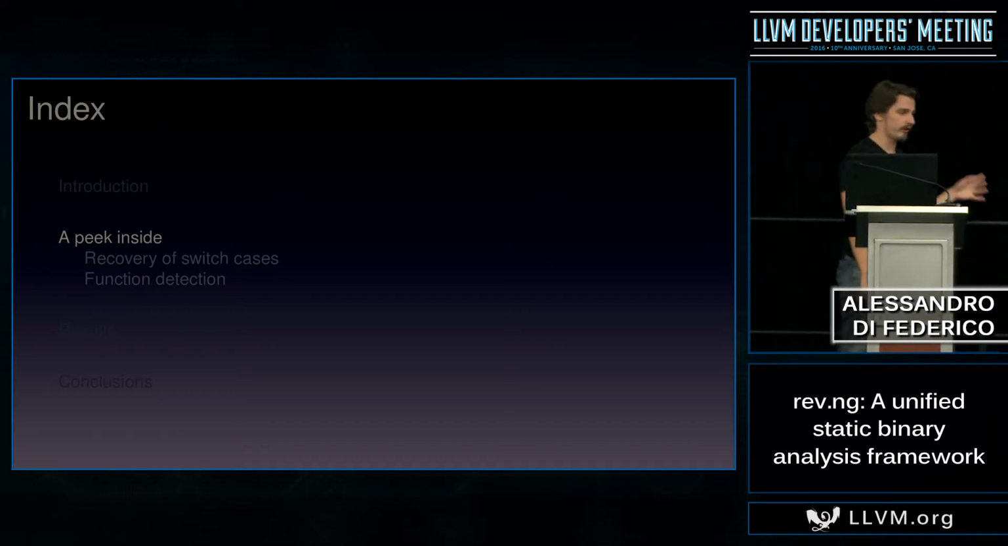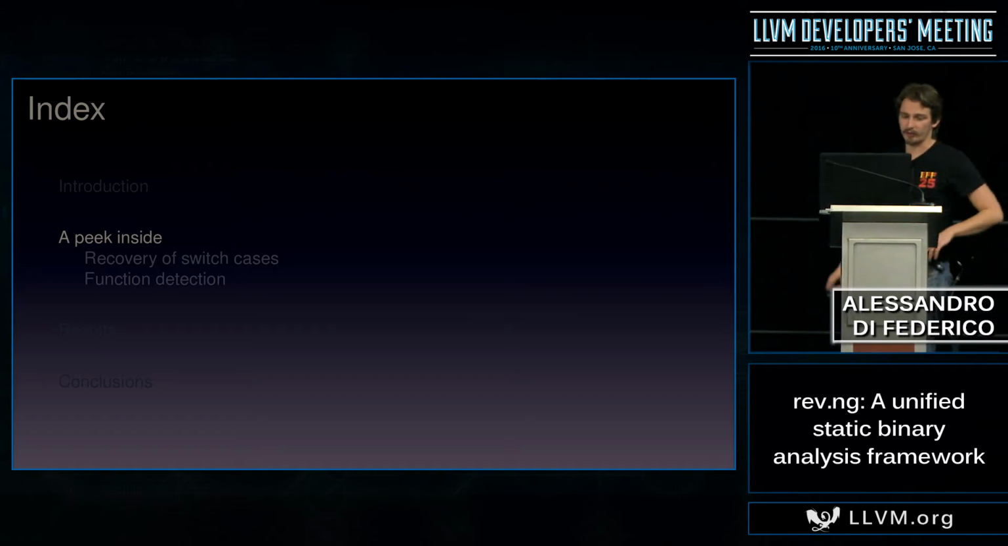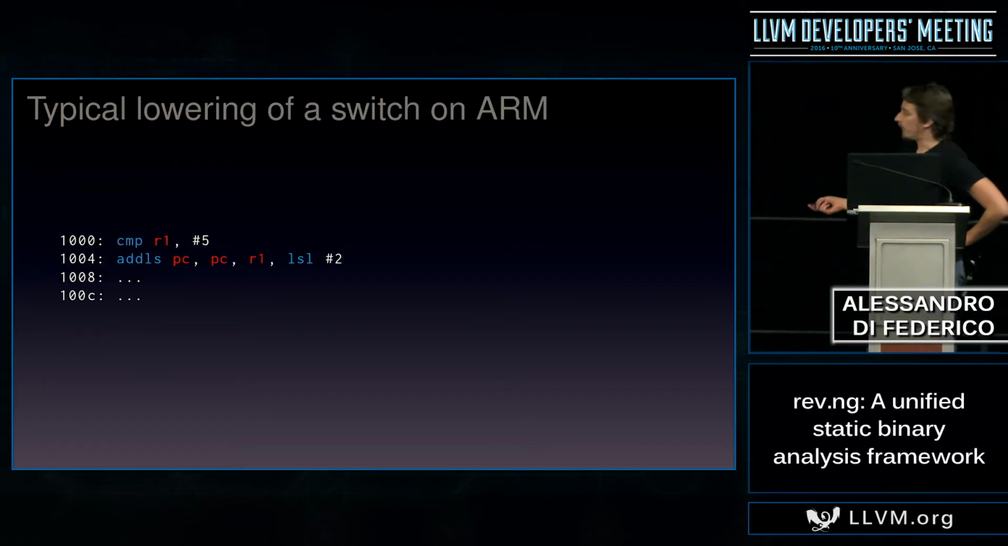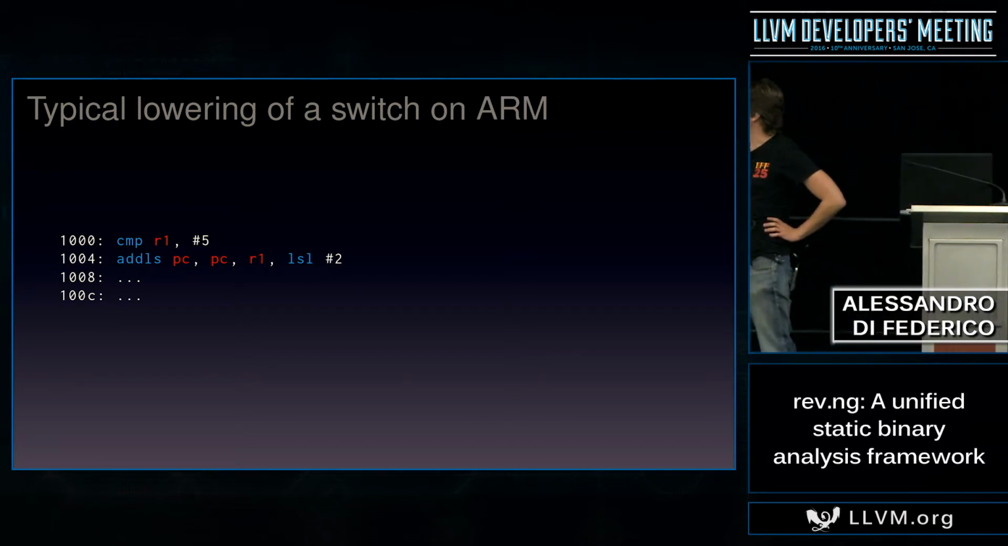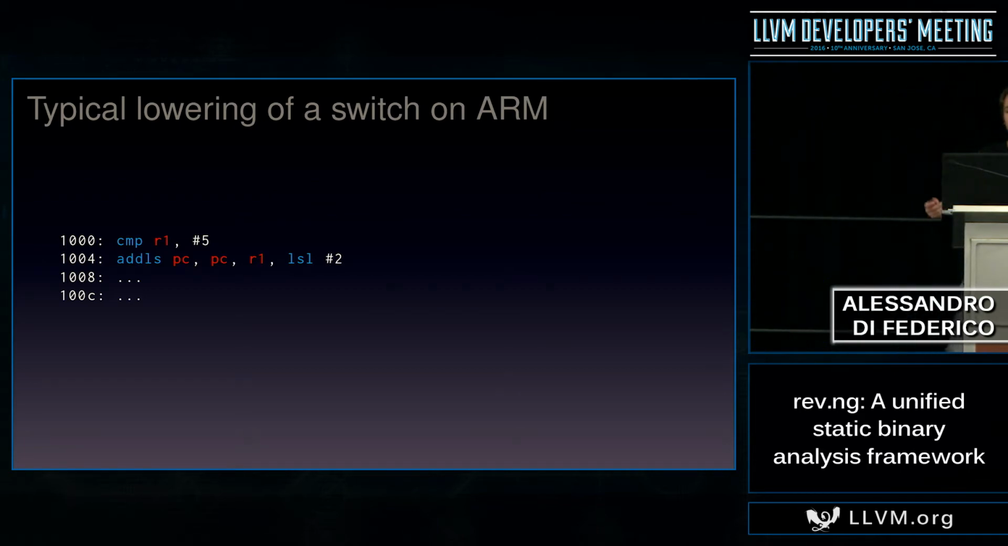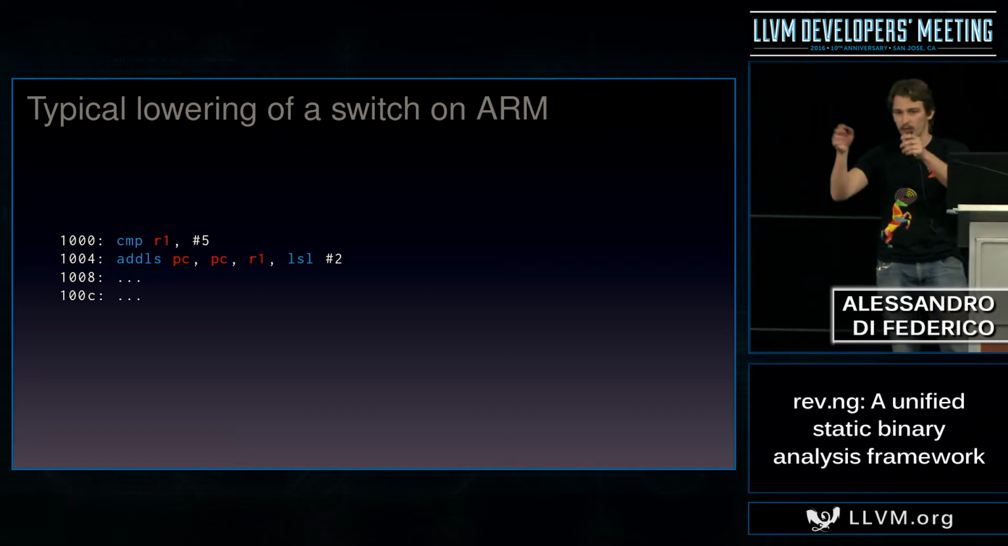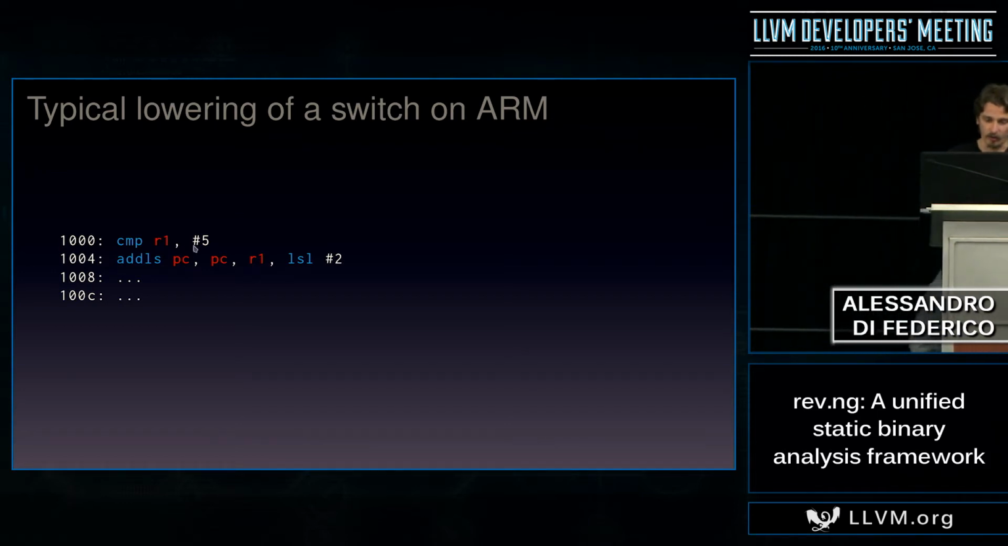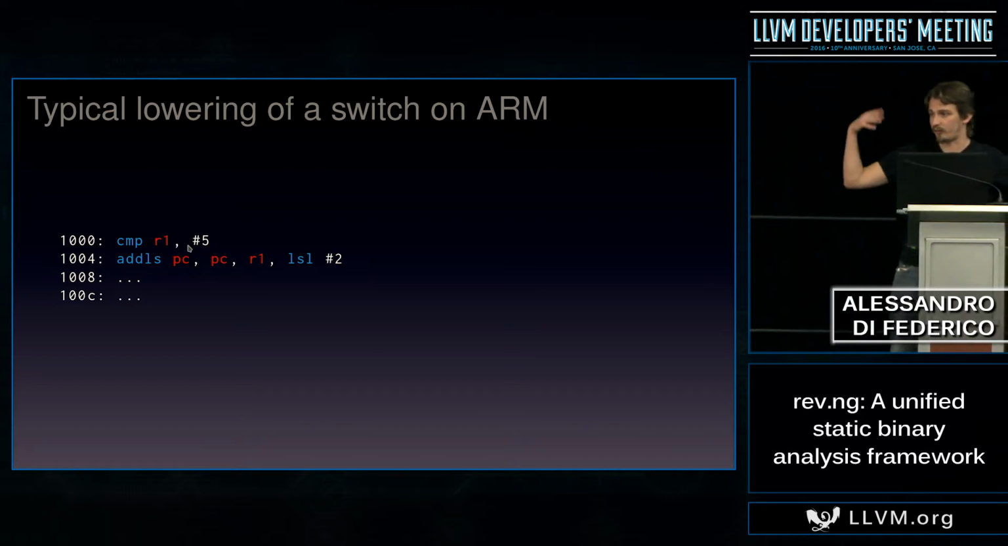OK, so let's see a couple of interesting technical details about how we're doing this. First, we'll see how to recover the destination address of switch statements. And then we'll see a bit how function detection is implemented. So if you ever had anything to do with ARM, you might have seen something like this. This is the typical lowering of a switch statement for the ARM architecture. So suppose that in R1, we have the result of the switch expression. So when you have a switch statement, you have an expression on which you're switching. And first of all, you perform a comparison with the maximum allowed value of the switch. For instance, if there are 5 cases and they are all consecutive, you'll compare it with 5.